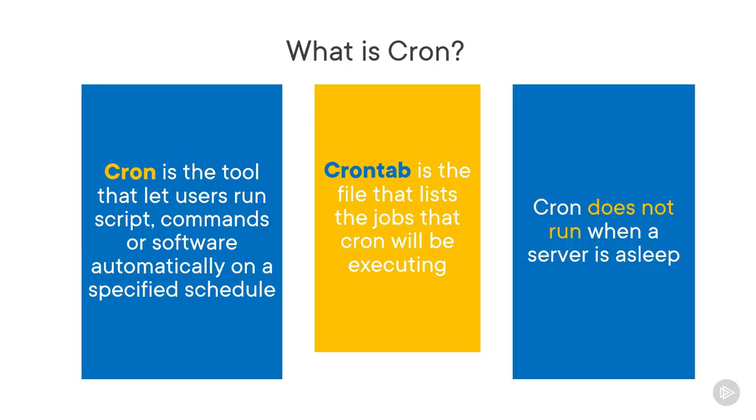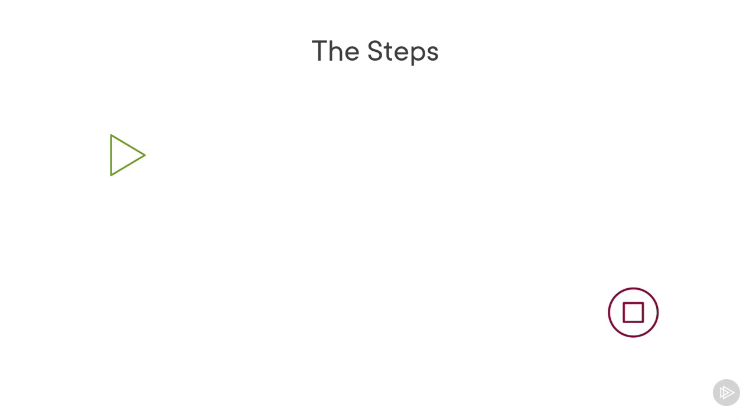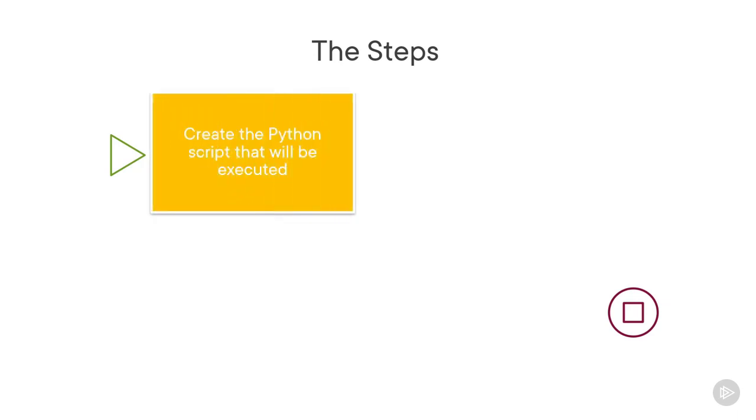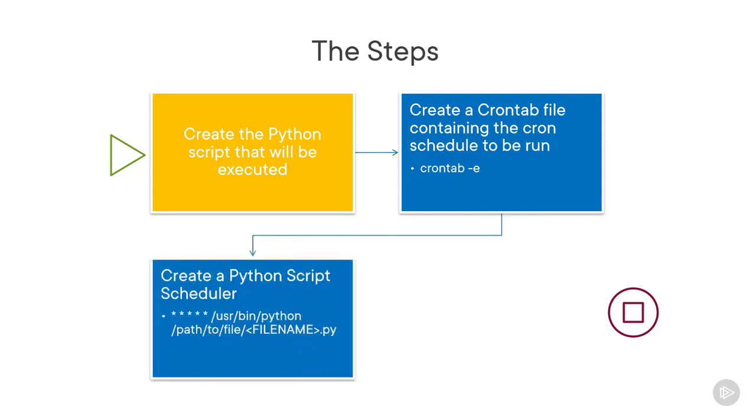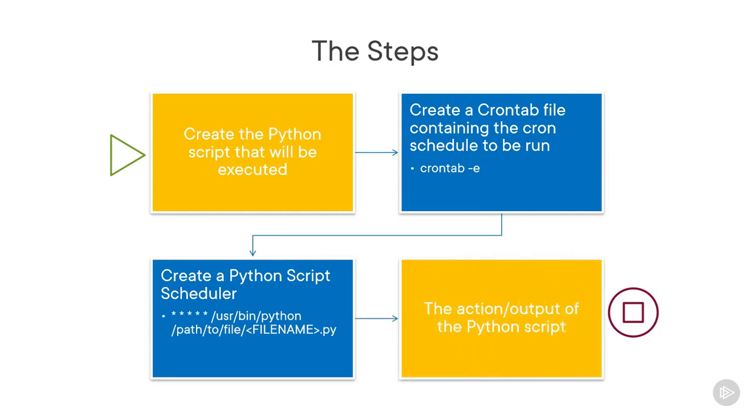It's also important to note that cron doesn't run when a server is asleep. So you need to make sure that your servers are running during the times that you want to run your Python scripts. Let's look at the steps of running Python scripts using cron. The first step is to create the Python script that you want to be executed, and then create a crontab file containing the cron schedule that you want to run. Then you'll create a Python script scheduler using the cron parameters, and there are 5 of those. Then the script will run on your server and perform whatever actions are needed, or you'll see the output of the script.